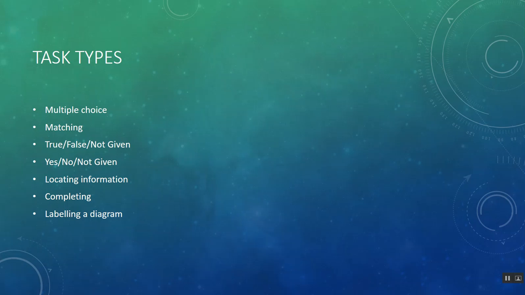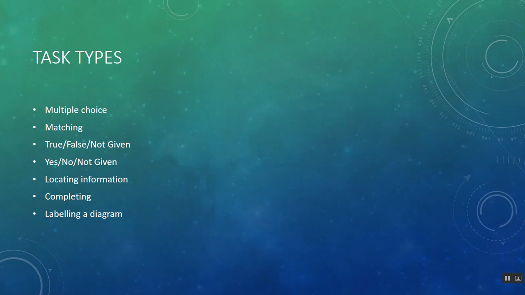One of the most common matching exercises is matching of headings. You will be given the paragraphs. For example, each passage is divided into paragraphs, generally from A to F, or from A to H, and then you will have to match the heading with the relevant paragraph.